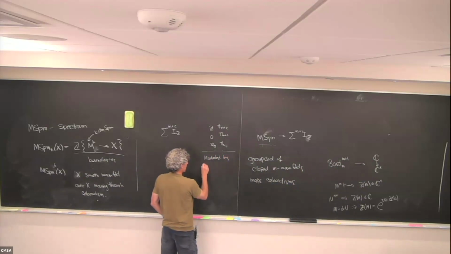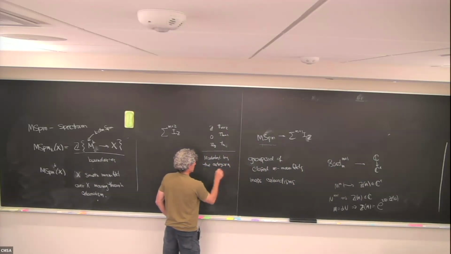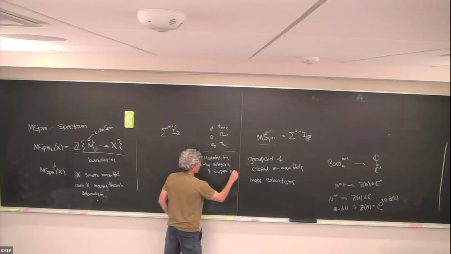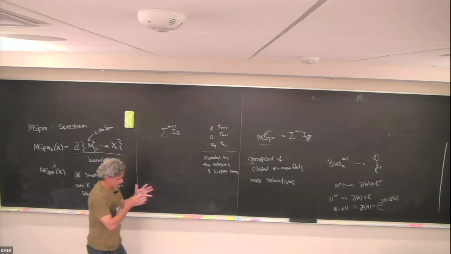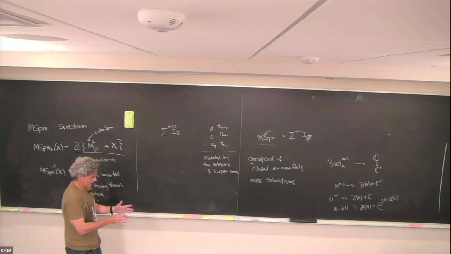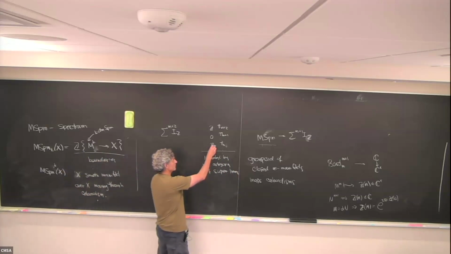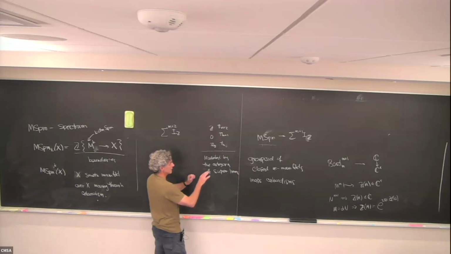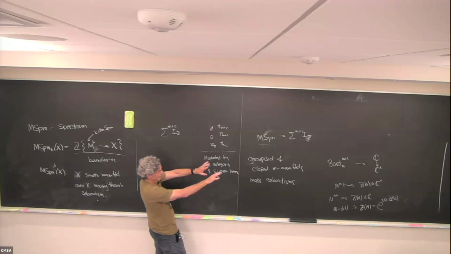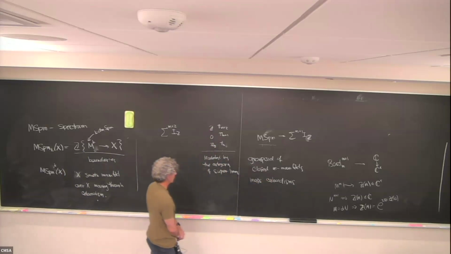it's modeled by the category of superlines. So it's Z2 graded one-dimensional vector spaces, isomorphisms, and it has the symmetric monoidal structure of tensor product. And so it's that symmetric monoidal structure that connects this Z2 to this Z and makes it not have this linear structure.